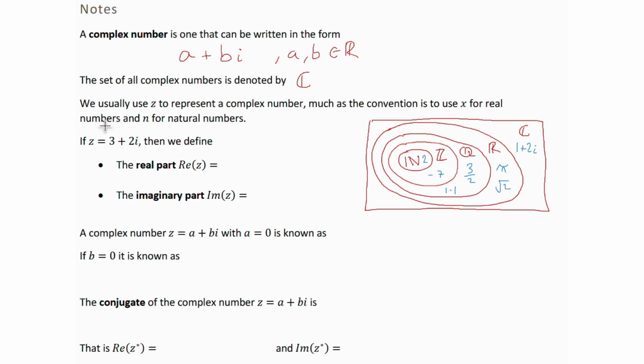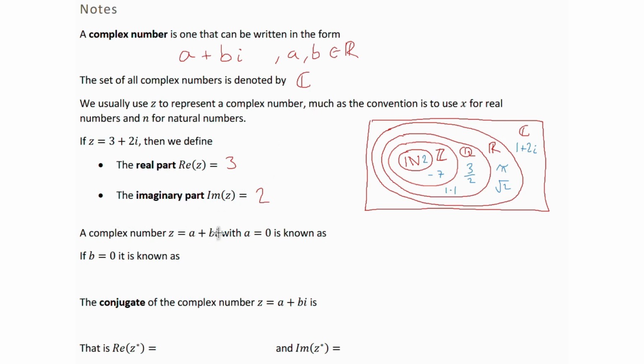Now, if we have a complex number z, which is 3 plus 2i, then we can define the real part of that, which is represented by Re of z. The real part is just the real number, in that case 3. And the imaginary part of that is the coefficient of i, which in this case is positive 2. So the imaginary part is how many i's we have, and the real part is how many non-i's we have within our complex number.